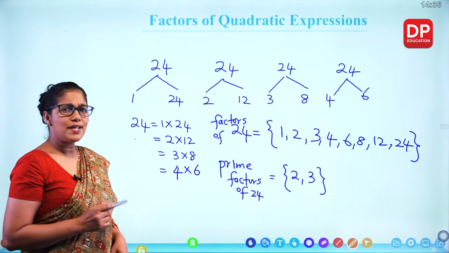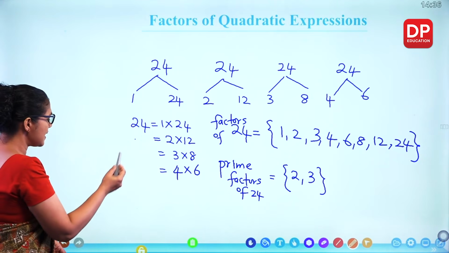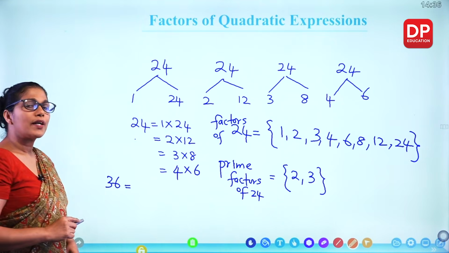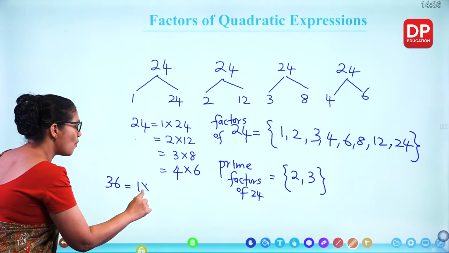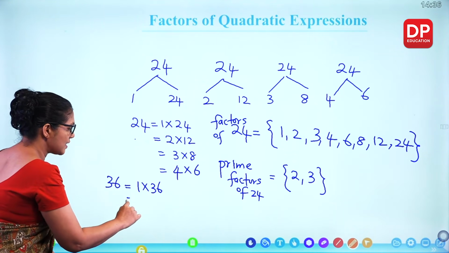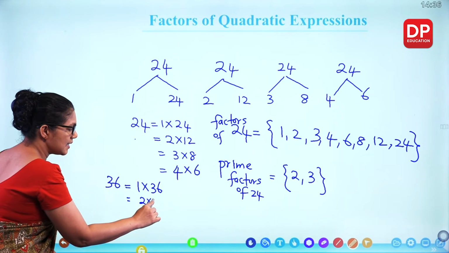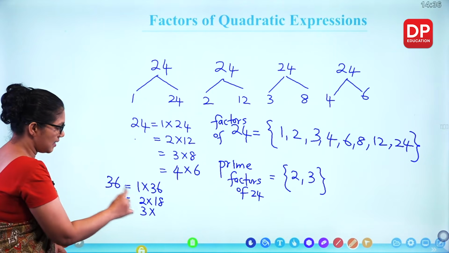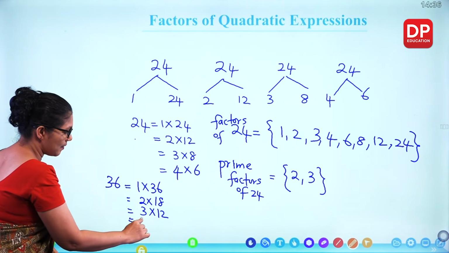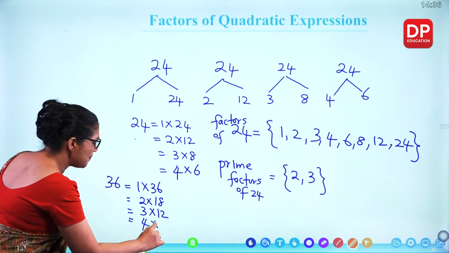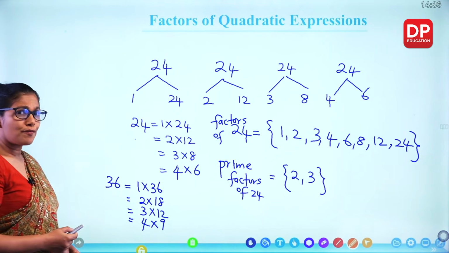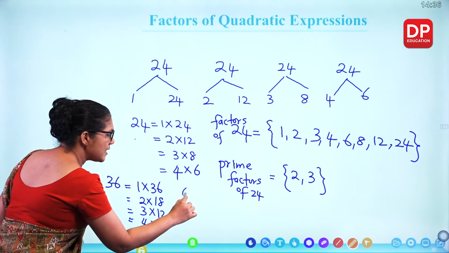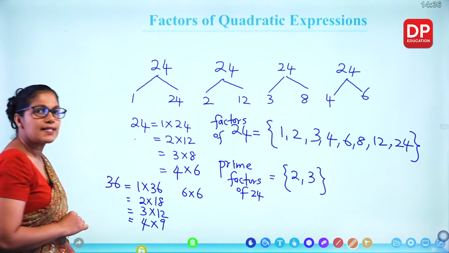Now we'll take another number. Let's take 36. What do you think the factors are? I can write 1 times 36. What else? 2 times 18. 3 times 12. 4 times 9. Can you multiply by 5? No, it's not divisible. Again, I can write 6 times 6.